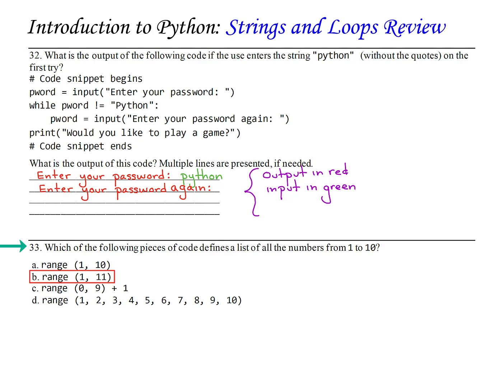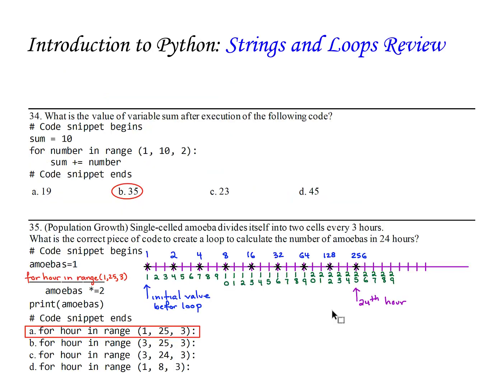33, we want to go from 1 to 10 inclusive, so that's a simple range 1 to 11. Now number 34 is another cumulative sum starting at 10. So you could trace this out. I did it mentally. It's 1 to 10 counting by 2. So you have a step of 2. So the range will be 1, 3, 5, 7, 9. Add those up to the number 10, you get 35. So really it's 25 plus 10.